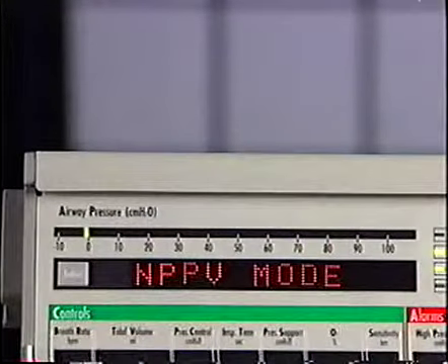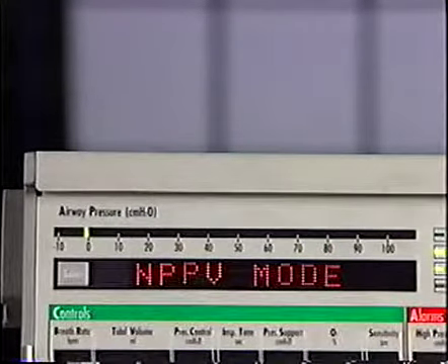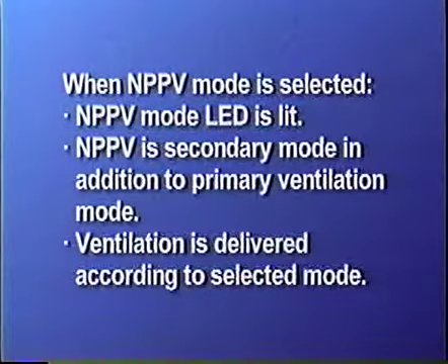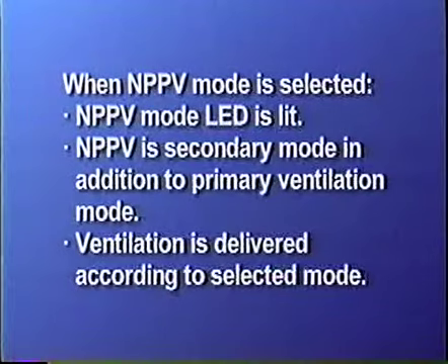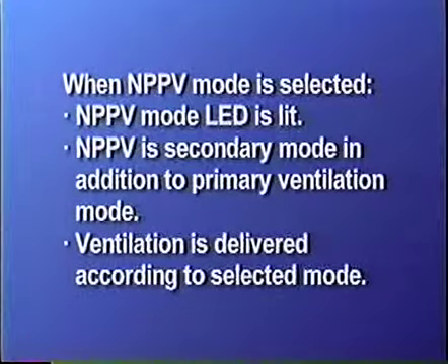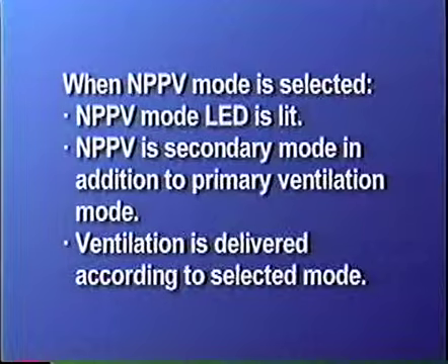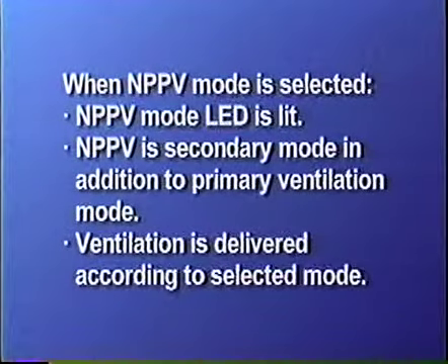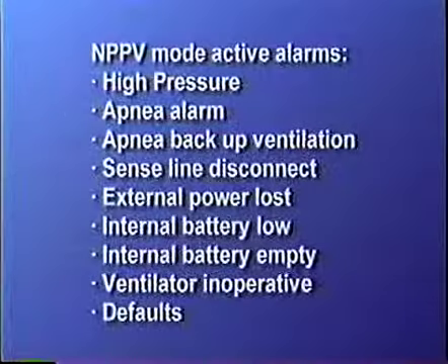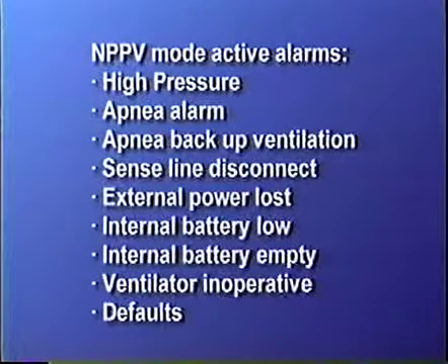The NPPV mode option is used to enable or disable the non-invasive positive pressure ventilation mode. When the NPPV mode is selected, the NPPV mode LED on the front panel is illuminated. The NPPV is a secondary mode that may be selected in addition to the primary ventilation mode. When NPPV mode is selected, ventilation is delivered according to the selected mode. However, a modified set of alarms are active.